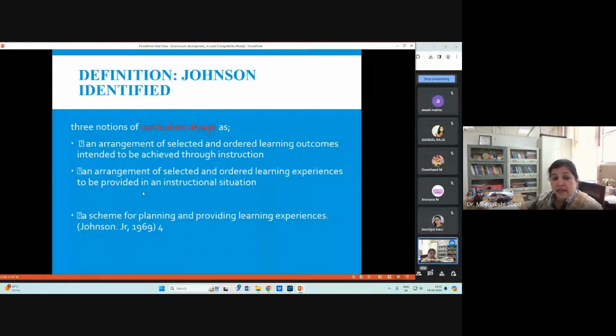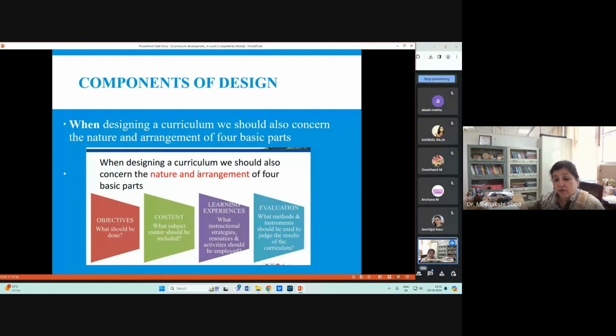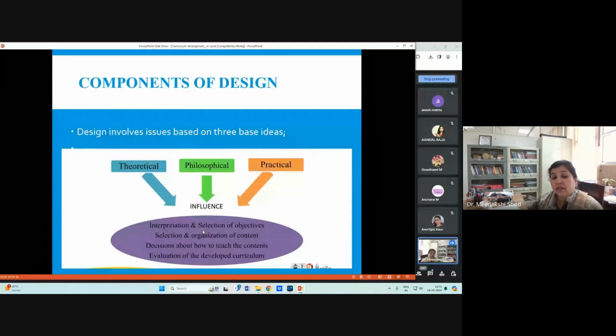So curriculum design, how is it defined? For designing, whether the whole program is to be designed, or even unit wise, what the outcomes are and how it has to be designed, has to be taken care of. Basically the components of the design are the objectives or outcomes, the contents that are taught, the learning experiences, and the evaluation. None of the four parameters can be left behind while designing the curriculum. Every component has to be taken care of.